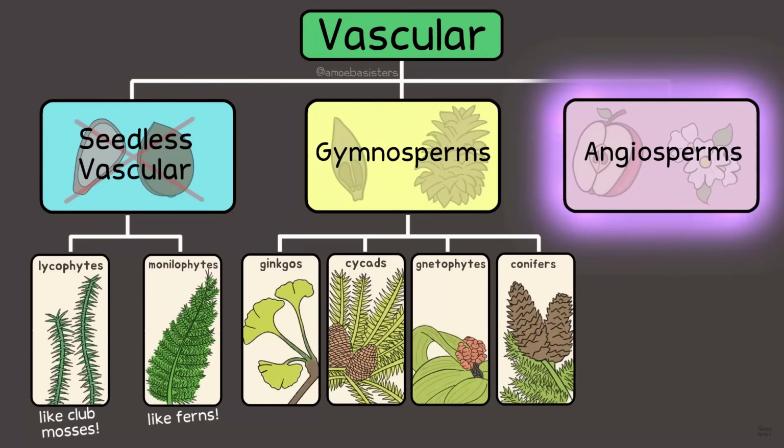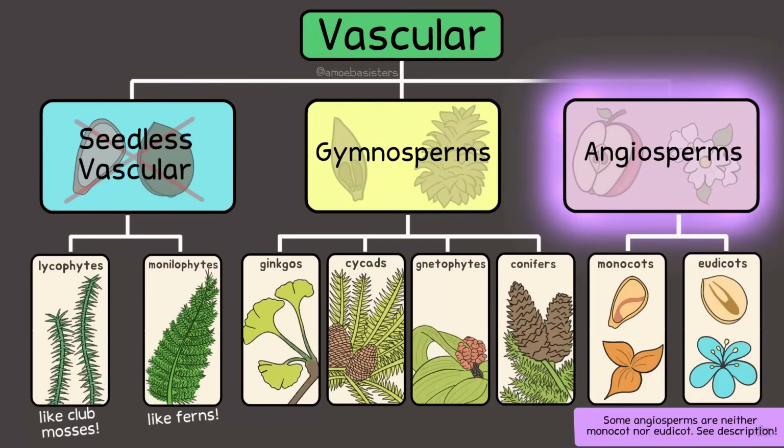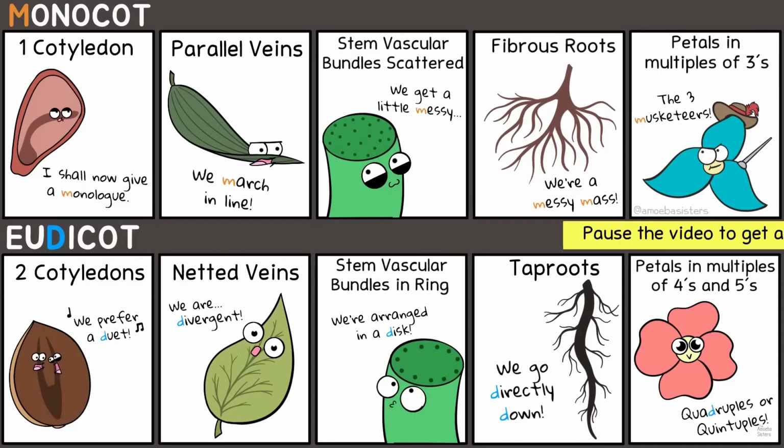Within the angiosperm group, many angiosperms, but not all, can be categorized as a monocot or eudicot. You'll see some of the characteristics we included of these two groups in our illustrations here, but just know there are some exceptions. Overall, just trying to really emphasize, the angiosperm group is the largest, most diverse group of plants.